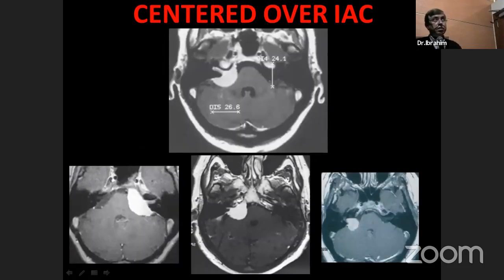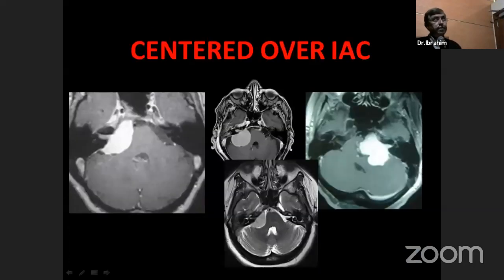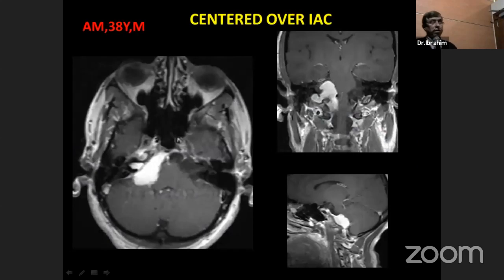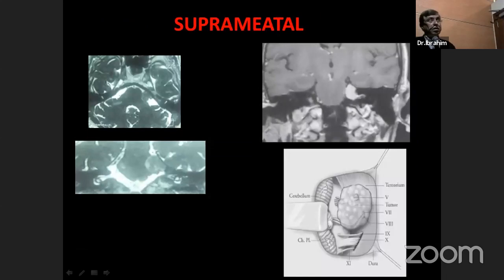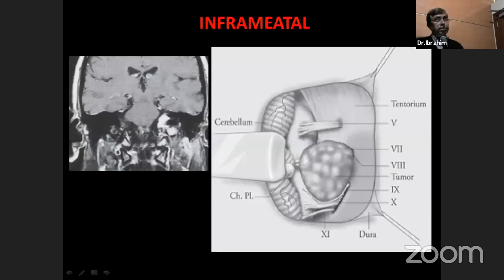Centered over. This is the internal meatus centered, and you may easily miss this for a vestibular schwannoma. It is a meningioma centered over the internal meatus. These are my cases. Centered over. Again, all these cases I'm showing are my cases. Look at this here. If they are centered around the meatus, they could be above it or below it. So we're speaking about suprameatal, above the meatus, or below the meatus, inframeatal.